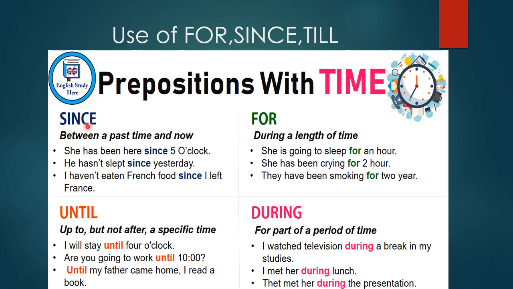Since. Since is used between a past time and now. She has been here since 5 o'clock. This is the past time, 5 o'clock, and now means she has been here. She's still here, and she's been here since 5 o'clock. So this is a preposition used with time.